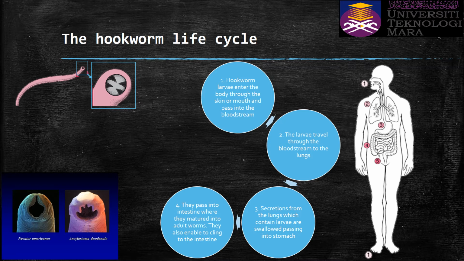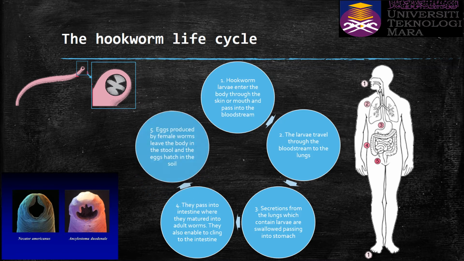The head of the adult hookworm has sharp, curved dental plates that enable them to cling to the intestine. Finally, eggs produced by female hookworms leave the human body in the stool. The eggs hatch into larvae in the soil.